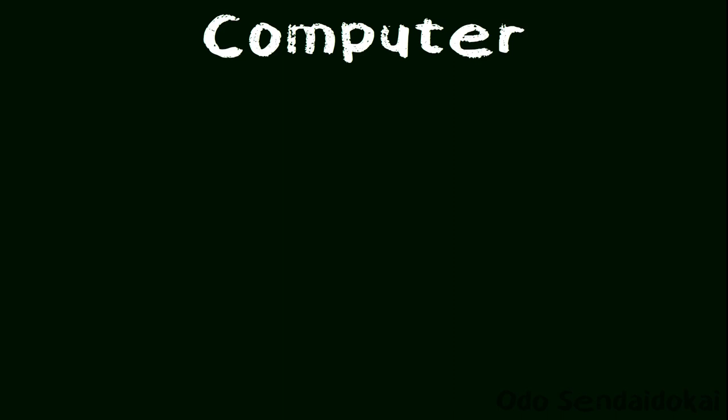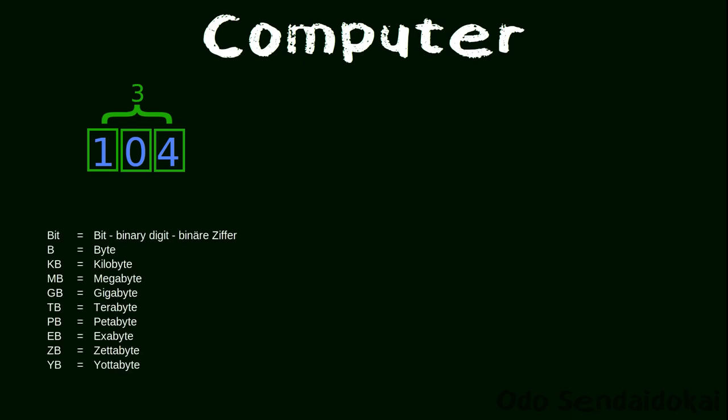Each number consists of a number of digits. For example, the number 104 as text has 3 digits. A digit is a unit of information or piece of information that has to be stored somehow. In other words, it needs space on a storage medium such as a hard disk, USB stick, SD card or RAM. There are certain size units for this, such as bit, byte, kilobyte, megabyte, gigabyte, terabyte, petabyte, exabyte, zettabyte, yottabyte.